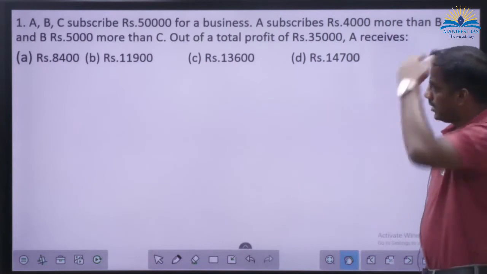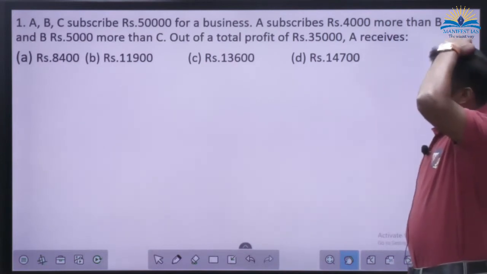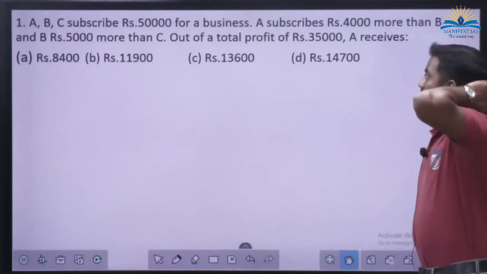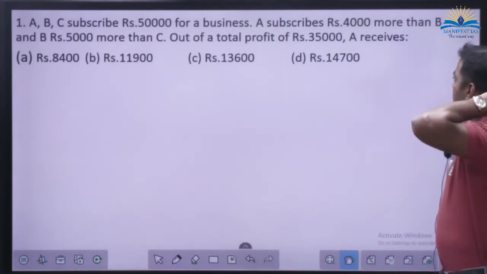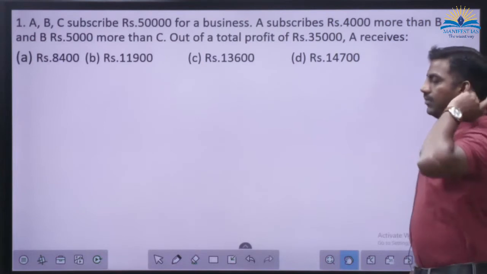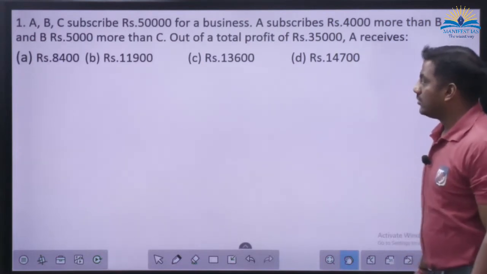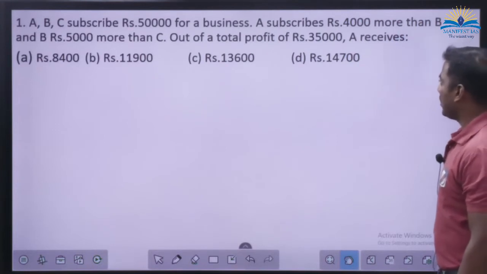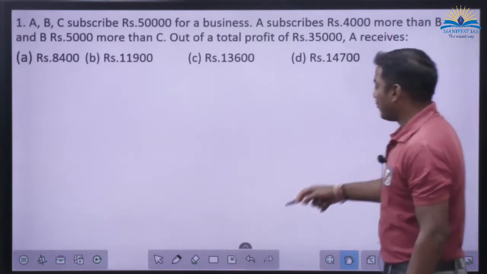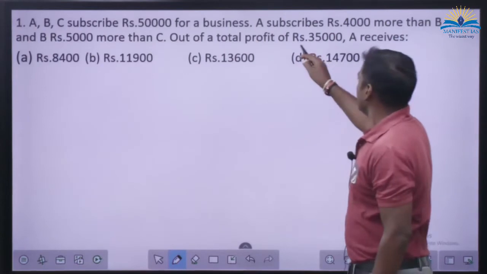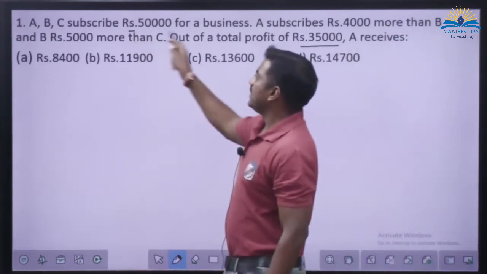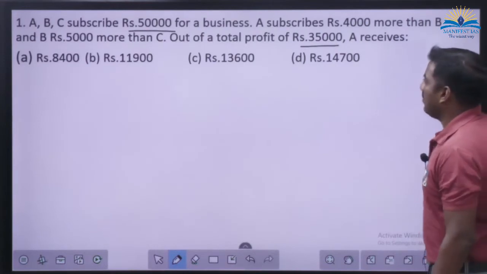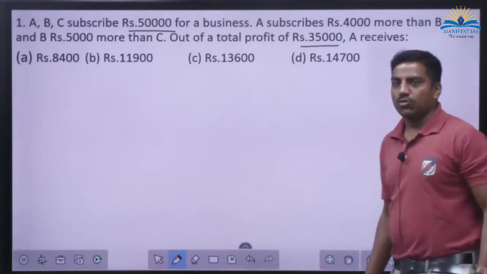Okay, here A, B, C subscribe rupees 50,000 for a business. A subscribes rupees 4,000 more than B, and B subscribes rupees 5,000 more than C. Out of a total profit of 35,000. This is the total profit that they have earned, and this is the total investment that they have made. A invested 4,000 more than B, and B invested 5,000 more than C.